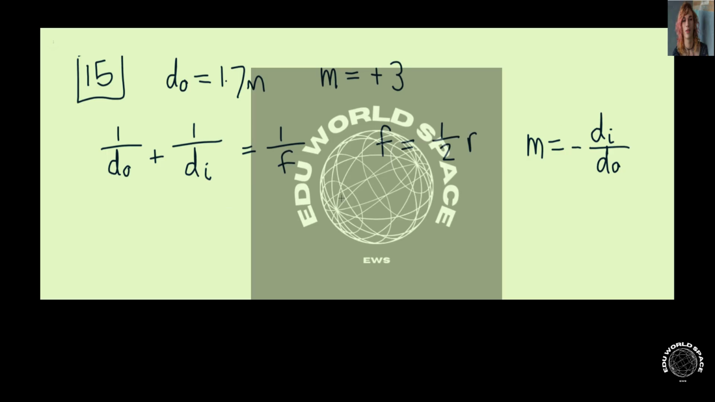So combining these three results, we can take the information we have, the object distance and the magnification, and we can find the image distance and the radius of curvature. So to start, we will use the magnification definition, this third equation here. We have all the information we need, so we can find the image distance, di, equals negative m d naught.